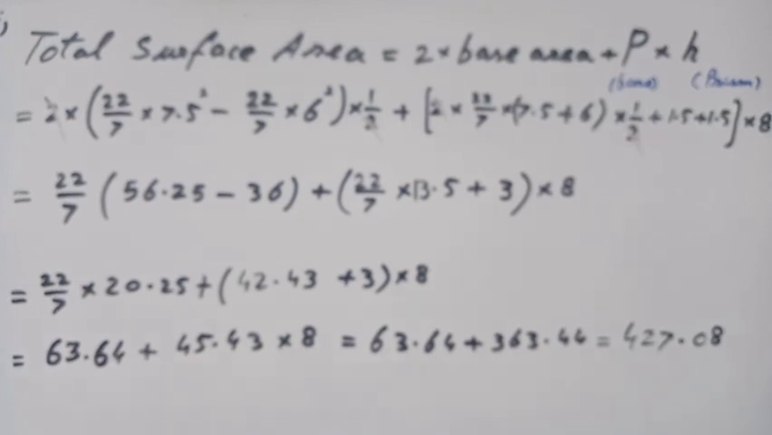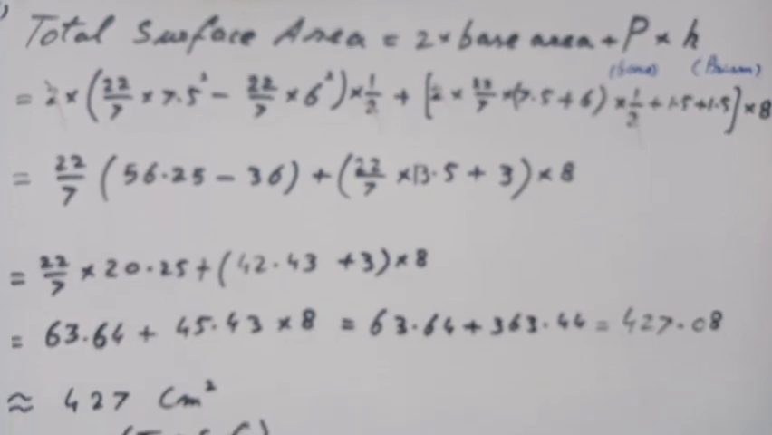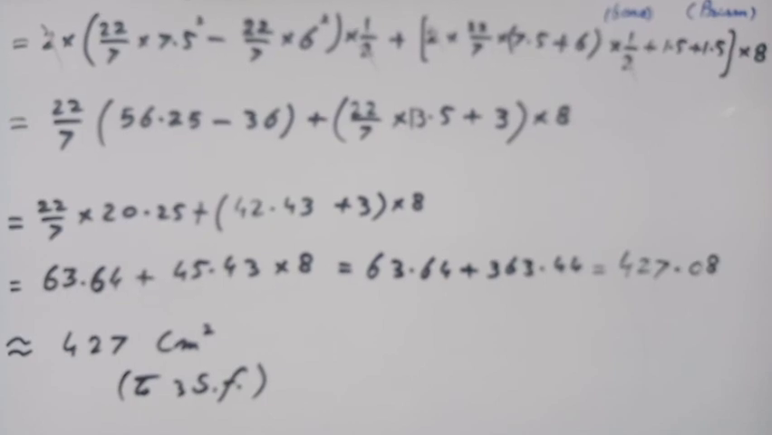427.08, which is nearly equal to 427. Correct to 3 significant figures. The unit is centimeter square. This way we have found the surface area of this solid, right?